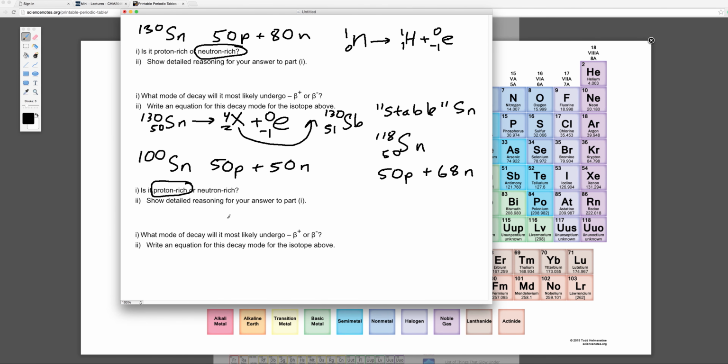The kind of answer I'm looking for reasoning is pretty much included here. It shows that we have this many protons, this many neutrons in 100 tin, and for stable tin it's going to be compared to 50 protons and 68 neutrons. There's fewer neutrons than there needs to be, which means there's an excess of protons, so it's proton rich. The mode of decay will be beta plus, or positron decay.